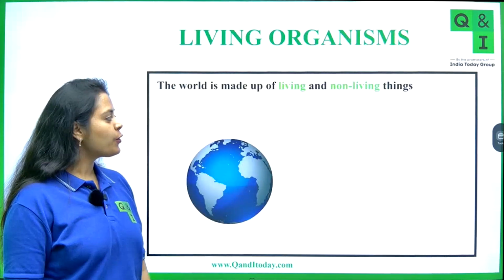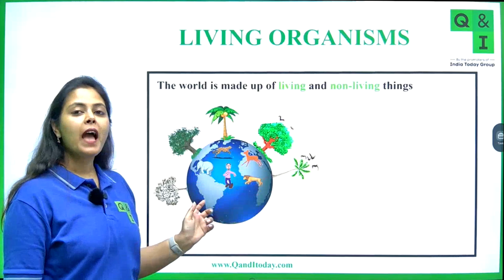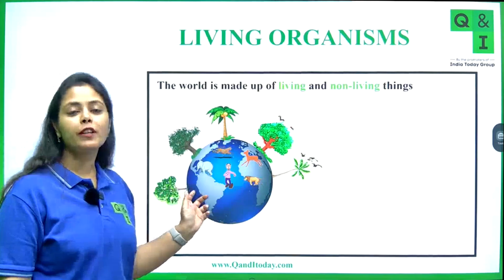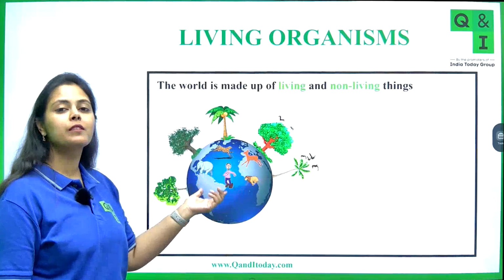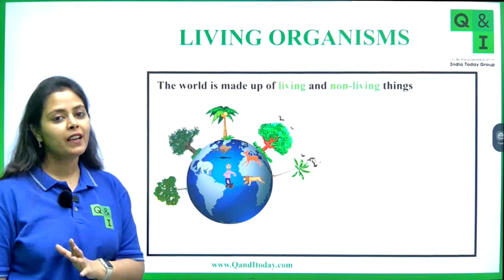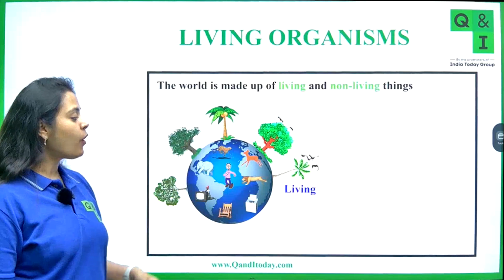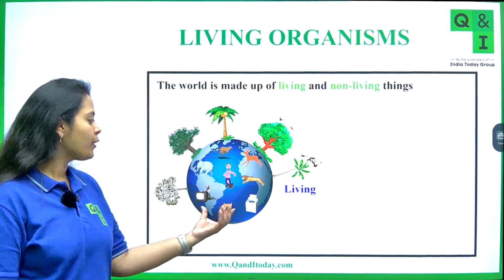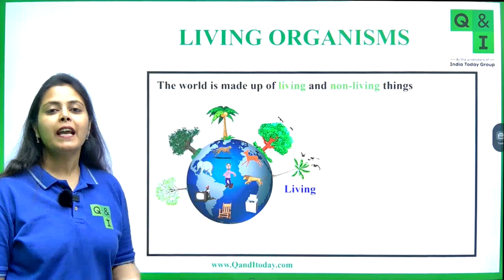Now, the world is a huge space and it is made up of living and non-living things. You can see from here, this is the earth and these are all the living components present on the surface of earth. For example, you have plants, animals, and humans. They all comprise the living components of the earth. Whereas non-living components, for example, are your chair, your television, anything else.